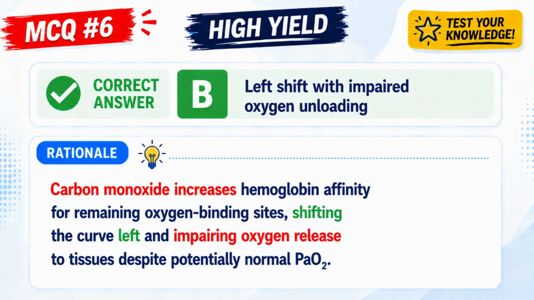This is why CO poisoning requires co-oximetry to diagnose, not standard pulse oximetry, and why 100% oxygen is the cornerstone of treatment. High FiO2 competitively displaces CO from hemoglobin over time.